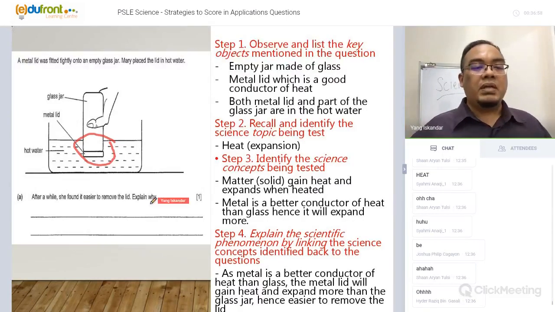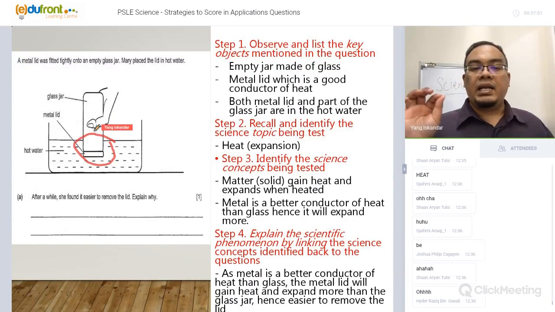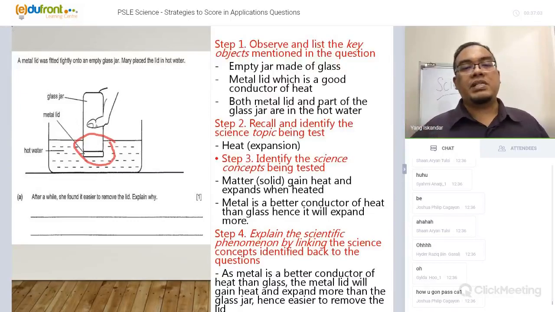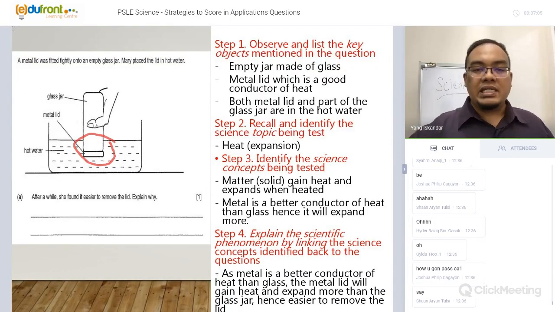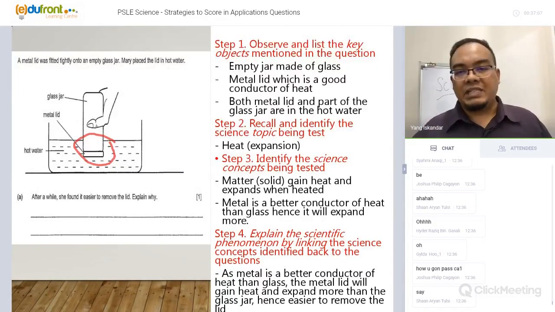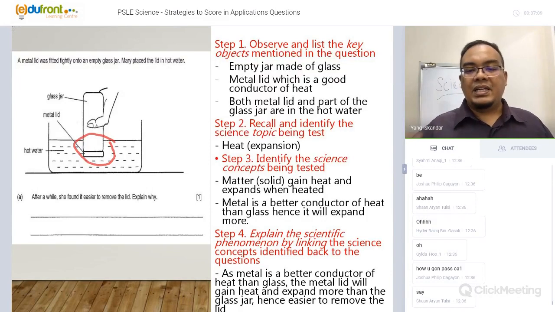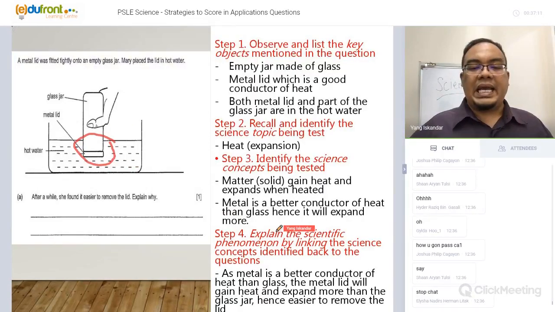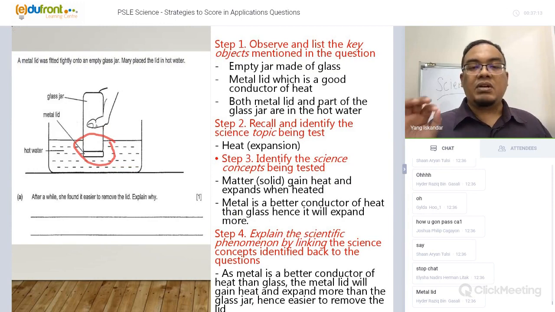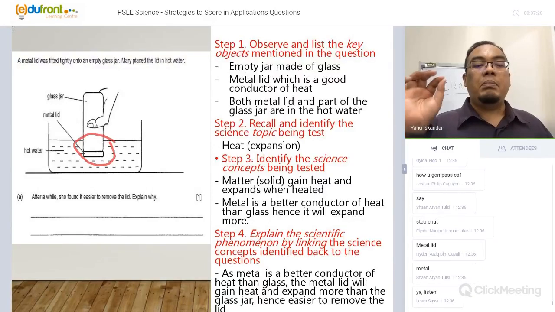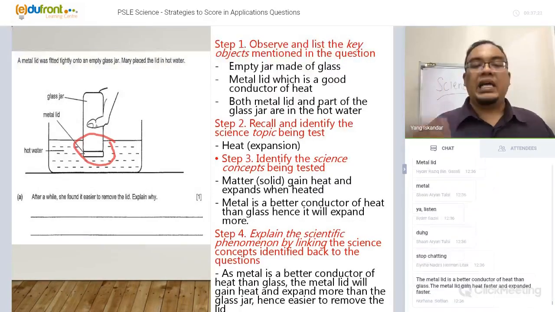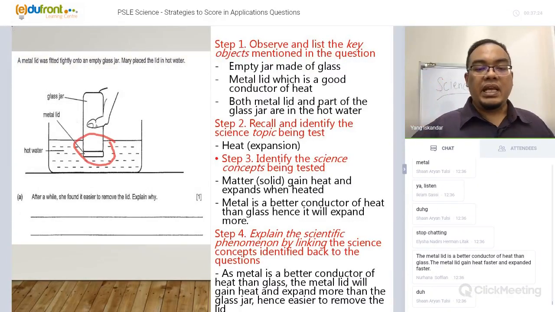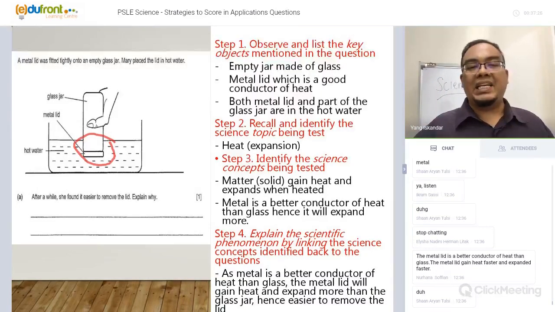No, not enough, because the glass will expand. But this is about relative expansion. Who expands more? Does the glass expand more or does the metal expand more? Obviously we know that as metal is a better conductor of heat than glass, the metal lid will gain heat and expand more than the glass jar. Hence, it is easier to remove the metal lid.